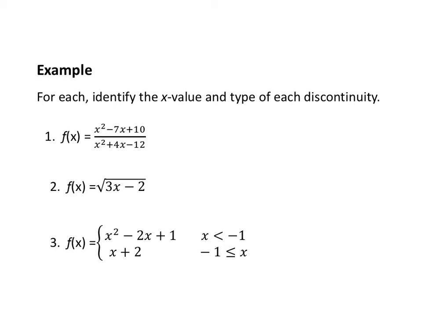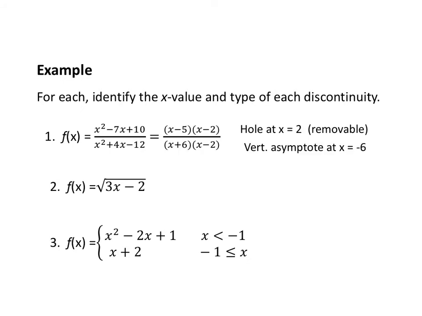All right, so let's look at an example. For each of these, identify the x value and type of each discontinuity. Well, the first one here is x squared minus 7x plus 10 over x squared plus 4x minus 12. Well, how are we going to figure out where this is discontinuous? We're going to have to factor it. And if we factor it, we end up with x minus 5 times x minus 2 on the top, x plus 6 times x minus 2 on the bottom.